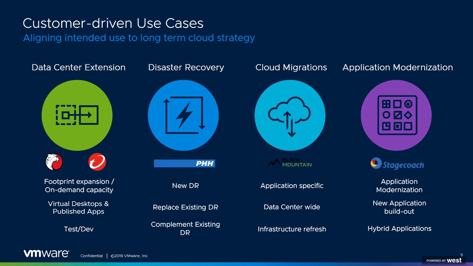When we talk about a lot of the use cases around VMware Cloud on AWS, we tend to bucketize these into 4 categories: data center extension, disaster recovery, cloud migrations, and application modernization. One of the things that is really paramount around VMware Cloud on AWS is focusing on what customers are trying to solve and the use cases around that. And this has really driven a lot of the direction of the service, as well as a lot of the use cases that are coming out of this.